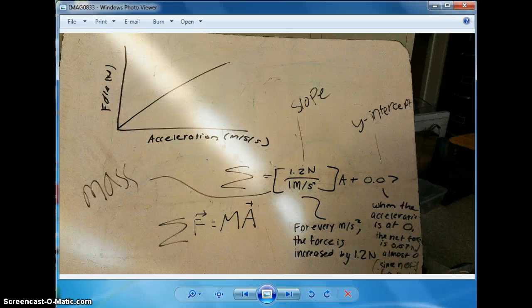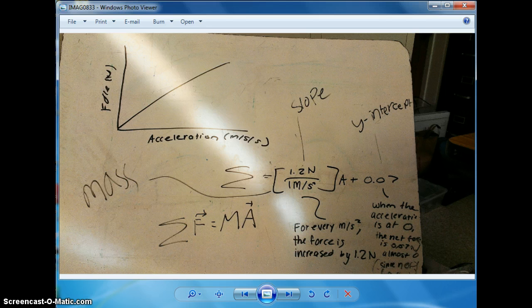Okay, so here we have a graph where the x-axis has acceleration, in which the units are meters per second squared, and the y-axis has force, which is measured in newtons, and that is represented through the variable N. So we figured out, well, what my group got from our lab was that the slope of the line in this graph is 1.2 newtons over 1 meter per second squared.